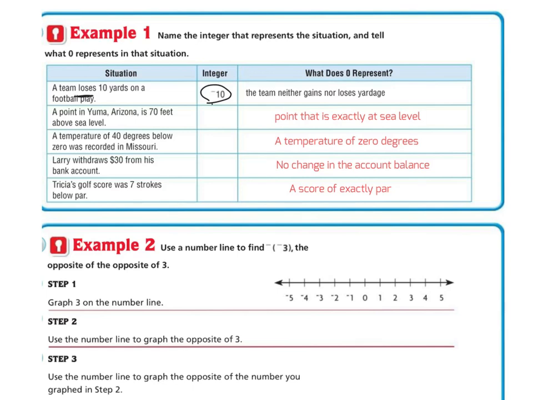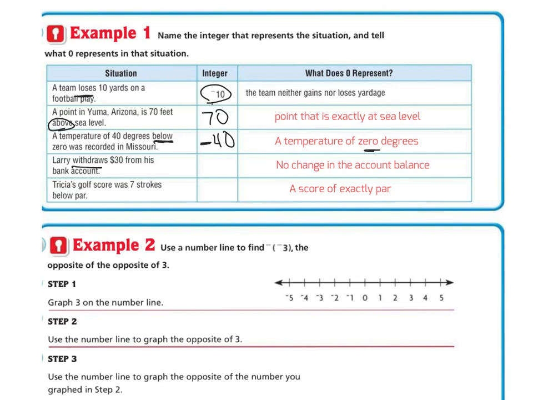A point in Yuma, Arizona is 70 feet above sea level, so that's going to be a positive 70. And the 0 represents a point that's exactly at sea level. A temperature of 40 degrees below 0 was recorded in Missouri, so below 0 is going to be a negative. So the 0 would represent 0 degrees, which would be in the middle.